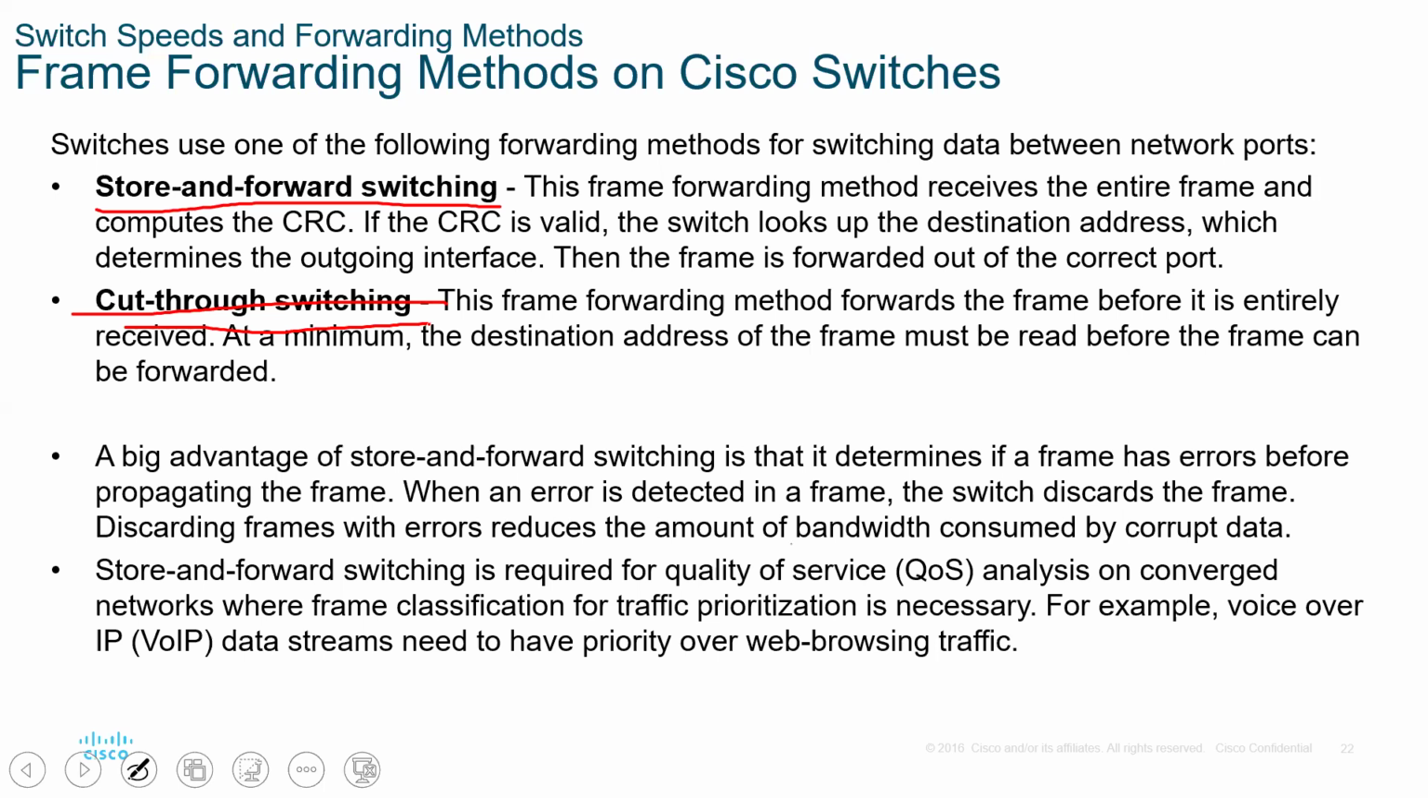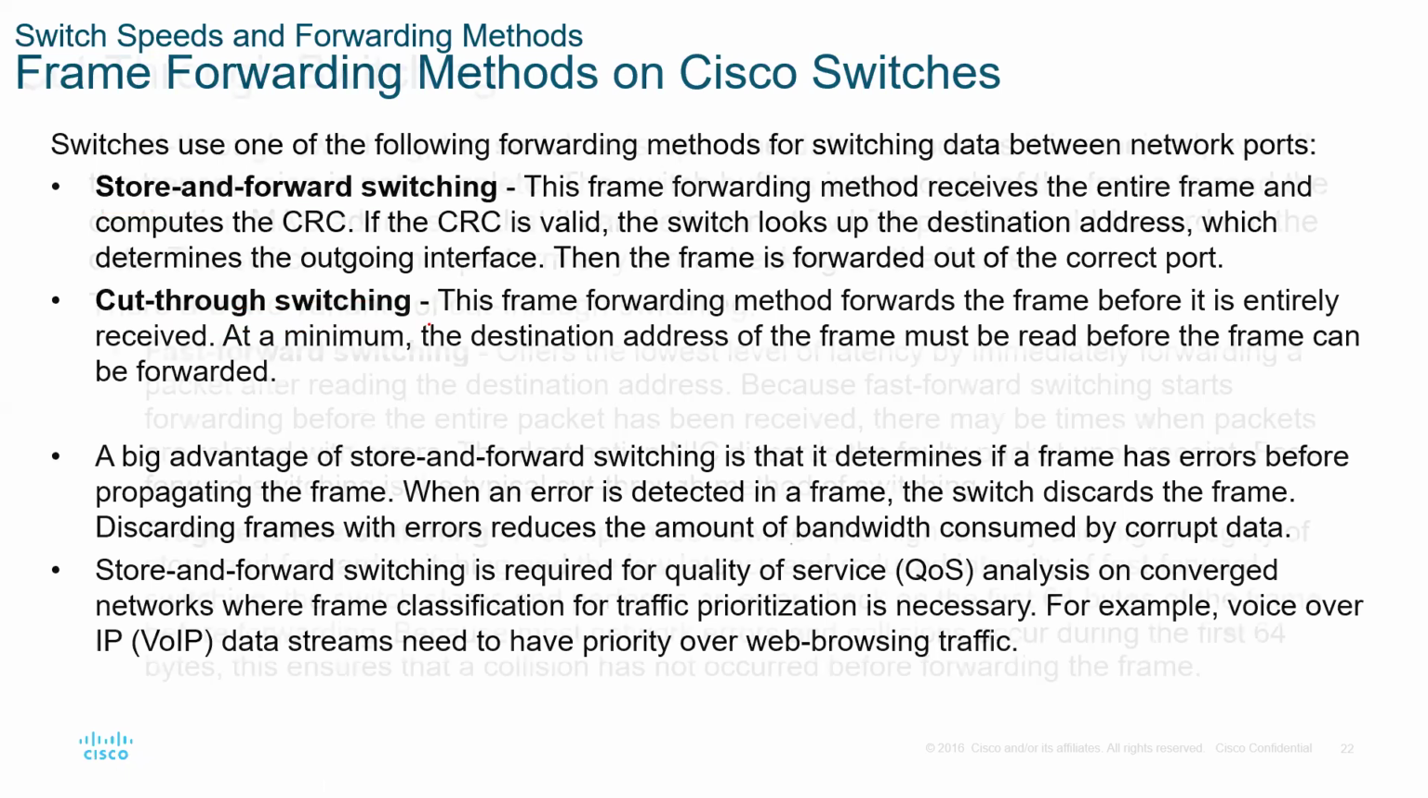So a big advantage of store and forward switching is that it determines if the frame has errors or not before it begins to propagate the frame. And when an error is detected in the frame, the switch discards that particular frame. Discarding frames with errors reduces the amount of bandwidth consumed by data on that switch. And store and forward switching is required for quality of service, the QoS, on a converged network where frame classification for traffic prioritization is necessary.